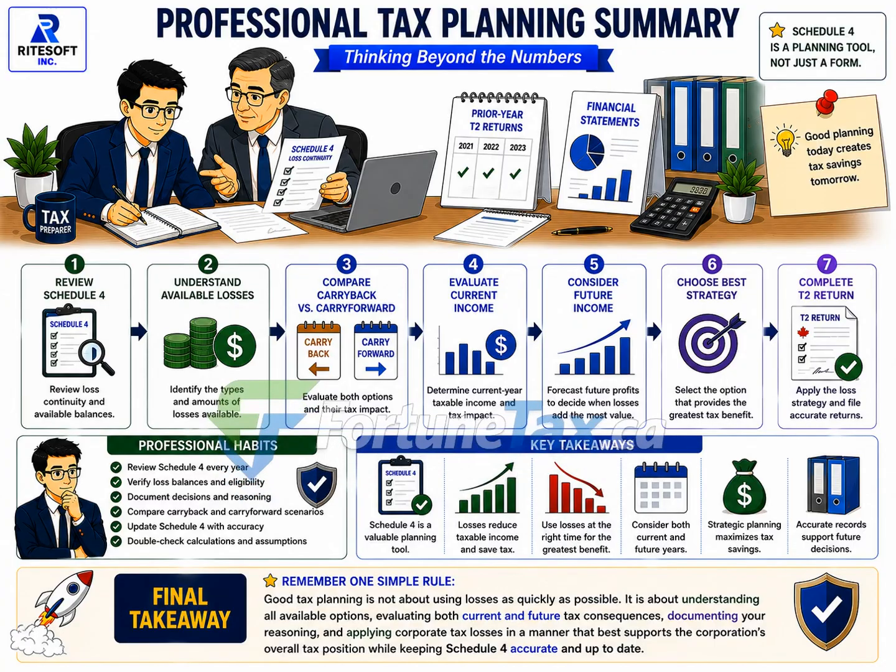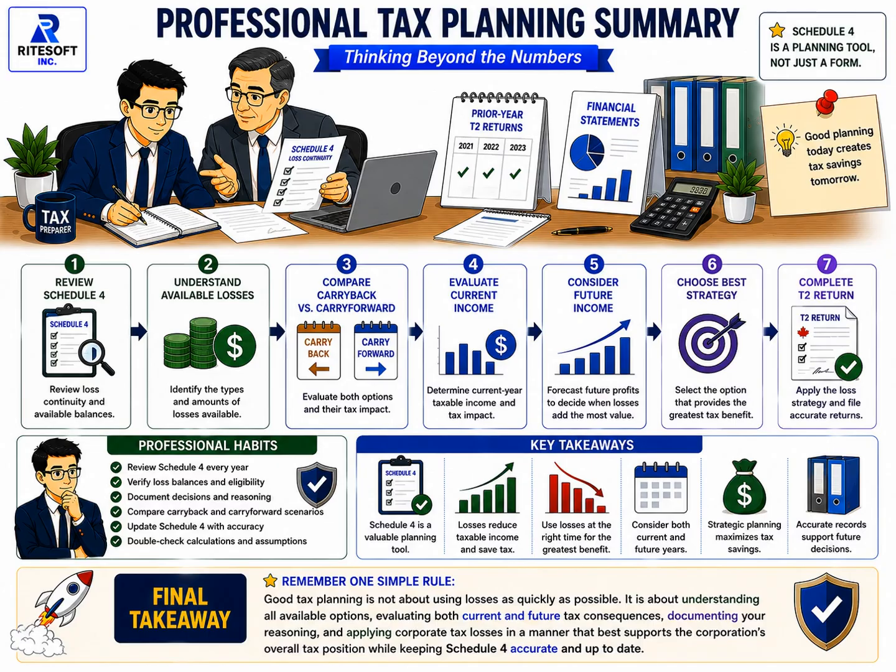Professional tax preparers also develop consistent working habits. They review Schedule 4 every year. They verify loss balances before preparing the return. They document their calculations and planning decisions. They compare carryback and carryforward alternatives whenever appropriate. They update Schedule 4 after every loss application. And before filing the return, they perform a final review to confirm that all calculations and assumptions are accurate.